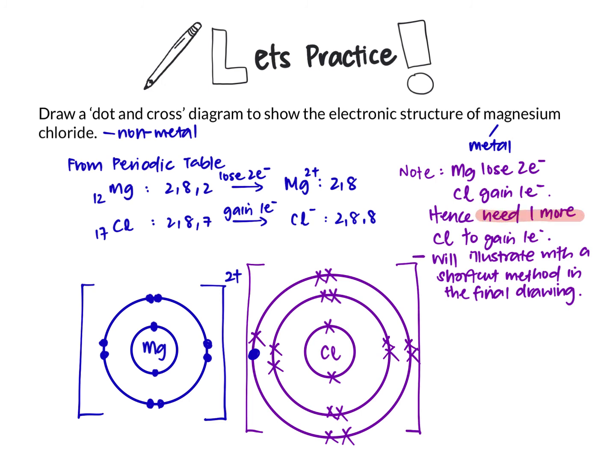Now, we need one more chlorine to balance. So a shortcut method without drawing the whole chloride ion again is to add a 2 in front of the chloride ion. The dot represents electrons of magnesium, and the cross represents the electrons of chlorine. Take note, the charge balances. Magnesium 2+ and 2 chloride ions makes this whole ionic compound neutral.